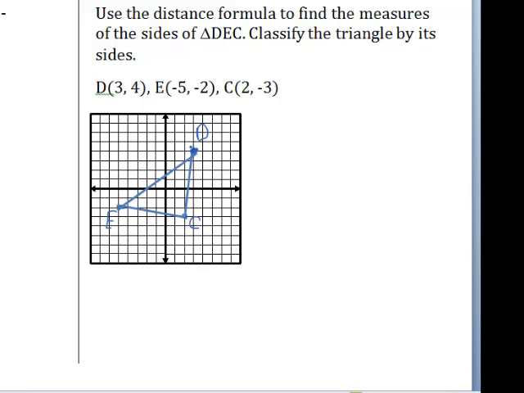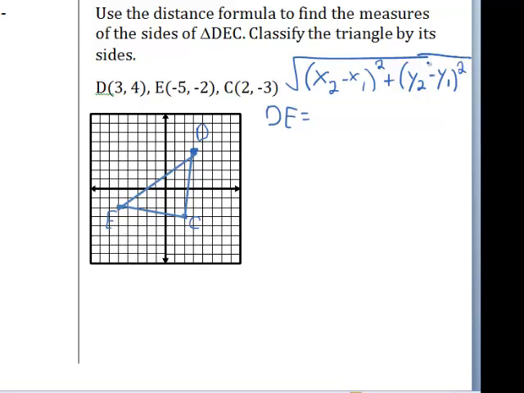All right, and we want to use the distance formula to be able to classify this triangle as it's given. So I'm going to find the length of DE first. Let's remind ourselves, the distance formula is given to us as the square root of x2 minus x1 squared plus y2 minus y1 squared. So for DE, I've got my x1, y1, then x2, y2, and I can plug those in.